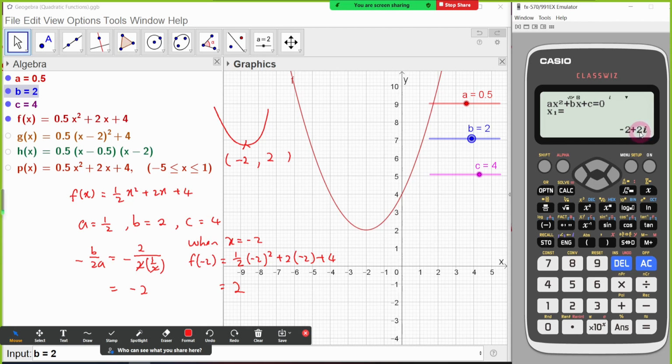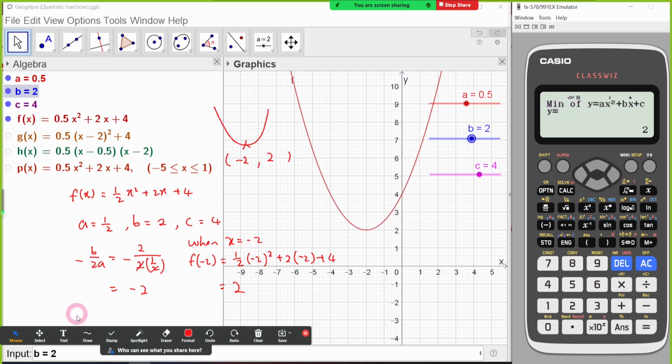In this situation, it means that the graph does not touch or cut the x-axis. So this function will not have an x-intercept. Press equal again, you still get an imaginary number, but you are still able to get the x coordinate and y coordinate of the vertex. Press equal again, the x coordinate for the minimum point is negative 2, which is correct. Press equal again, the y coordinate for the minimum point is 2, correct.